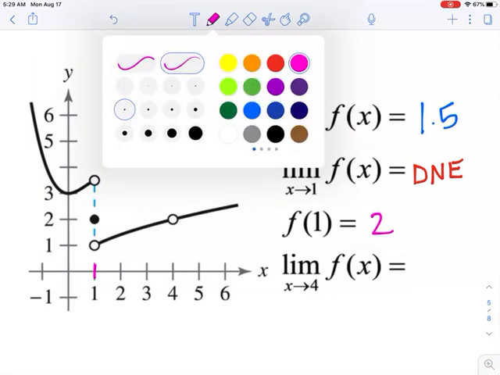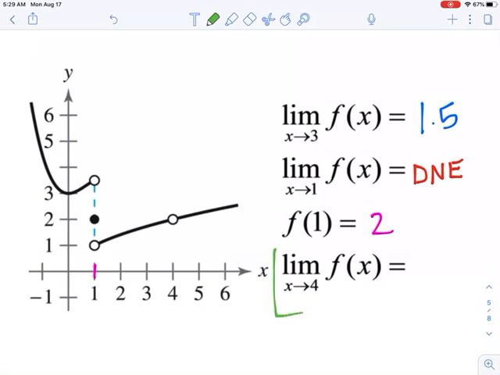And then finally, we have the limit as x approaches 4 of f of x. Well, here is x is 4. If we come from the right side and the left side and we drive our cars, we would crash into each other, and the y coordinate that they'd be crashing at would be y is 2. That is where that hole is that we're approaching.